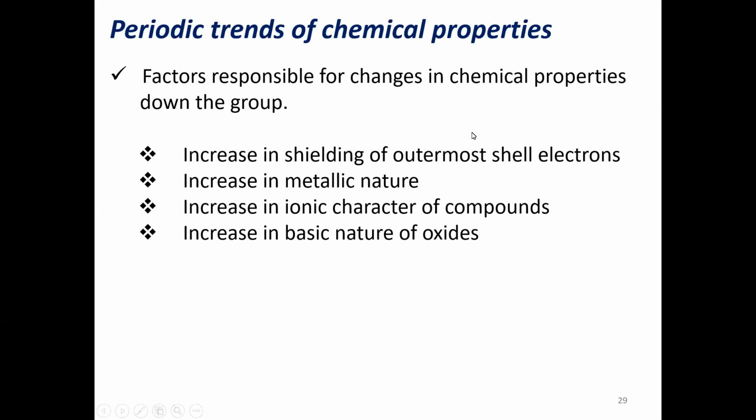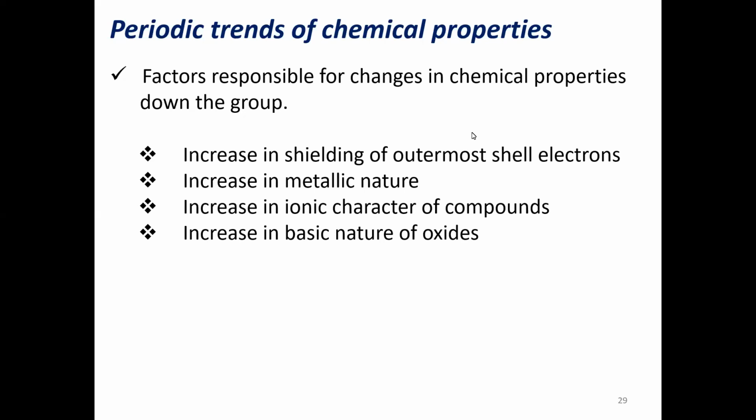Down the group, the shielding increases. And because the shielding increases, or what we call the screening effect, the outermost electrons are actually shielded from the innermost electrons or from the nucleus. So increase in shielding of outermost shell electrons is one of the factors that will affect the kind of chemical properties that will be formed.